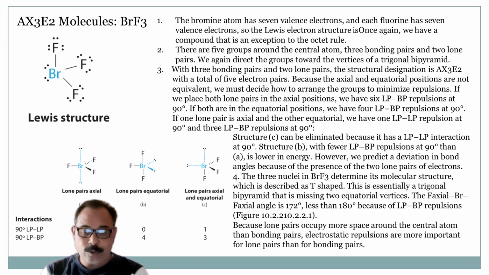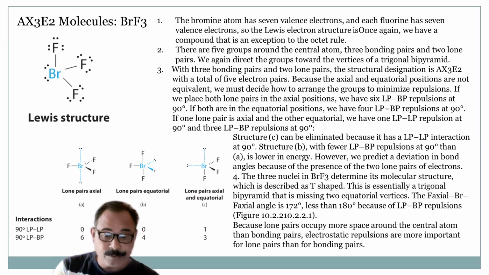Because lone pairs occupy more space around the central atom than bonding pairs, and electrostatic repulsions are more important for lone pairs than for bonding pairs. So this is about SF4 and BrF3.